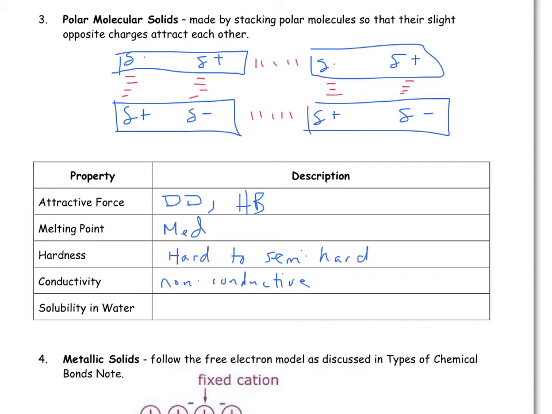Will polar molecular solids dissolve in water? And the answer is yes. Because they have slight charges on them, they can be attracted to the slight charges on the water. Again, I could either use a dipole-dipole attraction, or if I have the right combination, I could use hydrogen bonds between my water and my polar molecular solid, so therefore they are soluble.